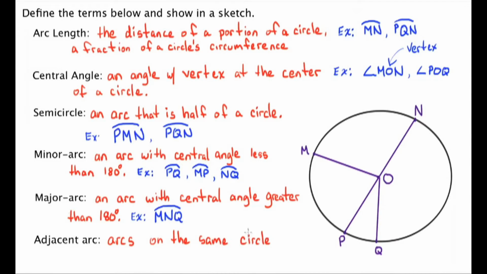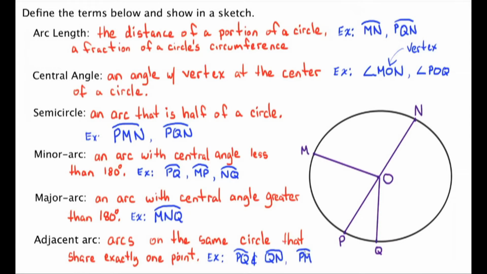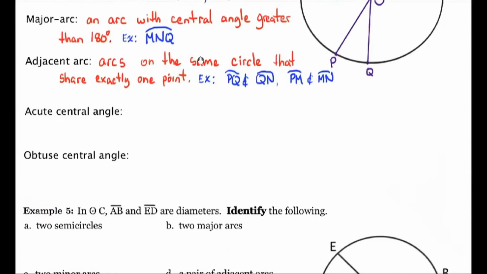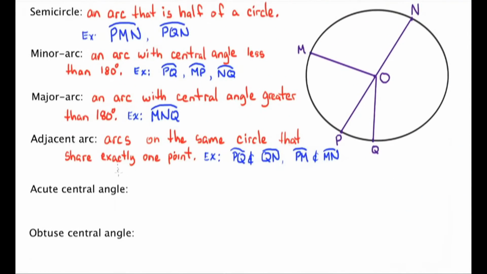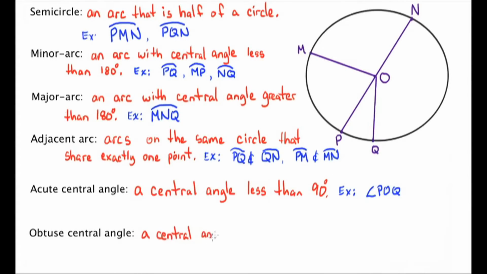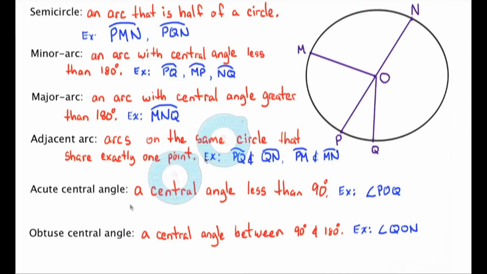Adjacent arcs are arcs on the same circle that share exactly one point, like arc PQ and arc QN, or arc PM and arc MN. They share the same point on that circle. Okay, an acute central angle is a central angle less than 90 degrees, like angle POQ. An obtuse central angle is a central angle between 90 and 180 degrees, like angle QON.